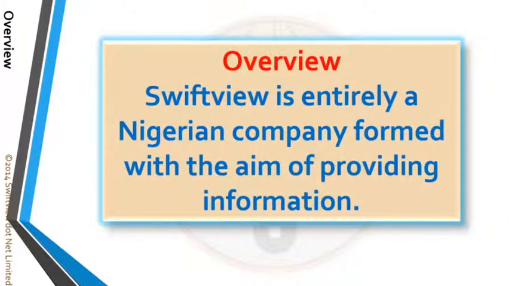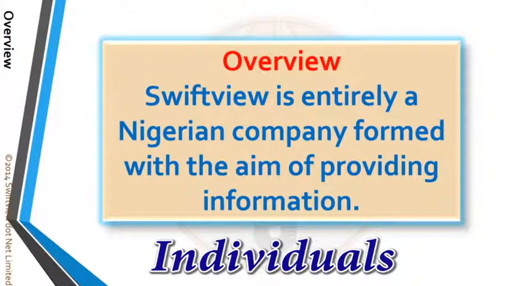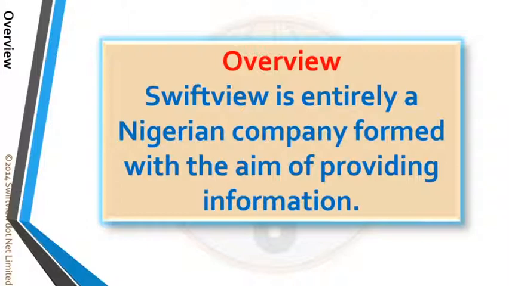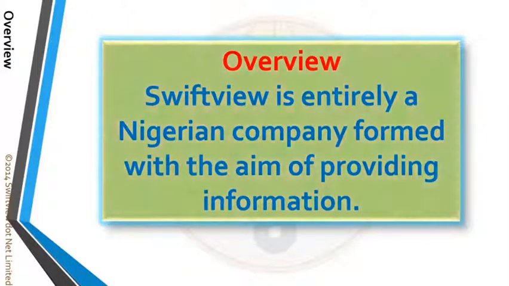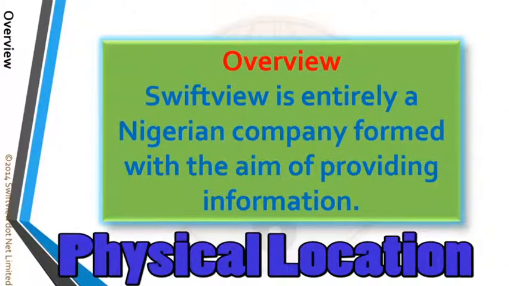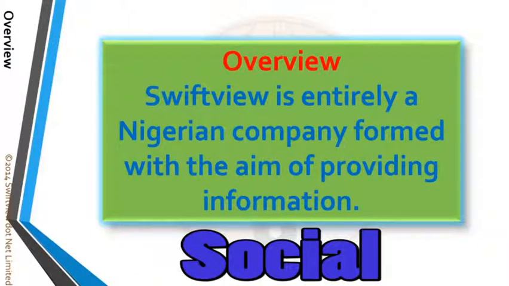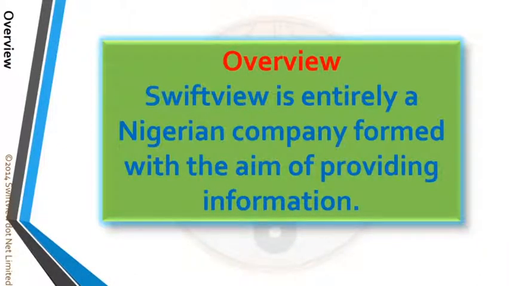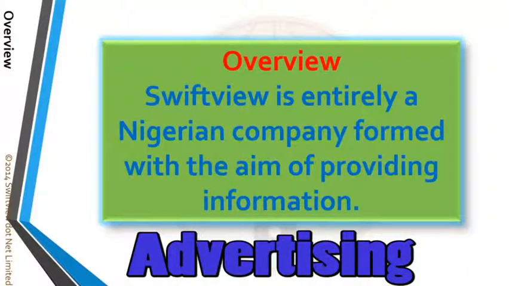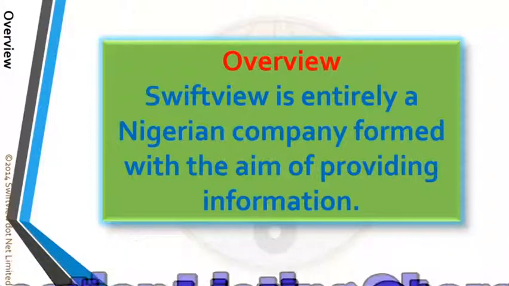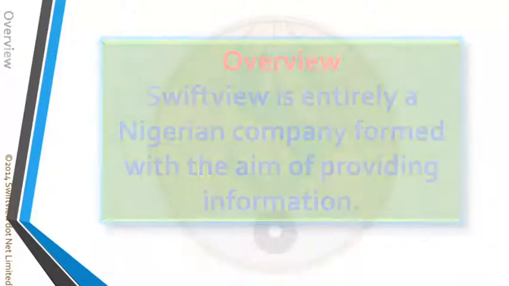Swiftview is entirely a Nigerian company formed with the aim of providing information about individuals, organizations and businesses in Nigeria and across the globe. This information can be about the physical location of different activities, about the economy, or even social life. The main source of revenue is advertising, which is done in two ways. One is through one-off charges for listing a business location, while the other is recurring charges.